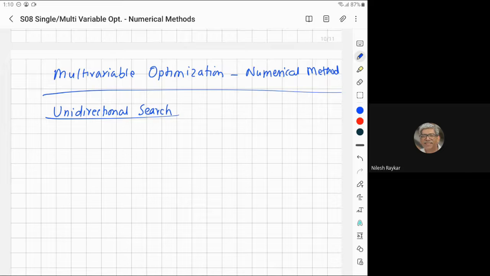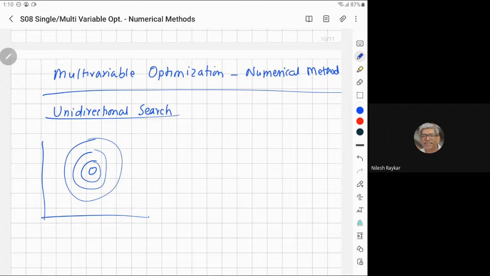For example, if you are trying to search some function, let's take our regular function, a circle with a minima at its center point, and it is broadening as we move away, and you are trying to find out where this minima is. Initially you will take some starting point. Let's say this is my starting point. In this method, in addition to the starting point, you also take one arbitrary search direction. Later on, we'll see that this direction will not be arbitrary. There will be some logic to that direction.